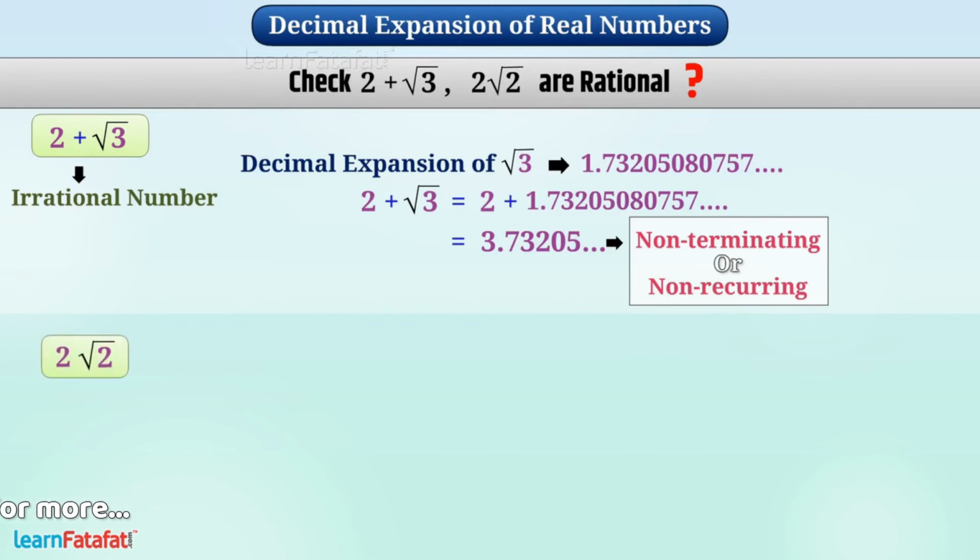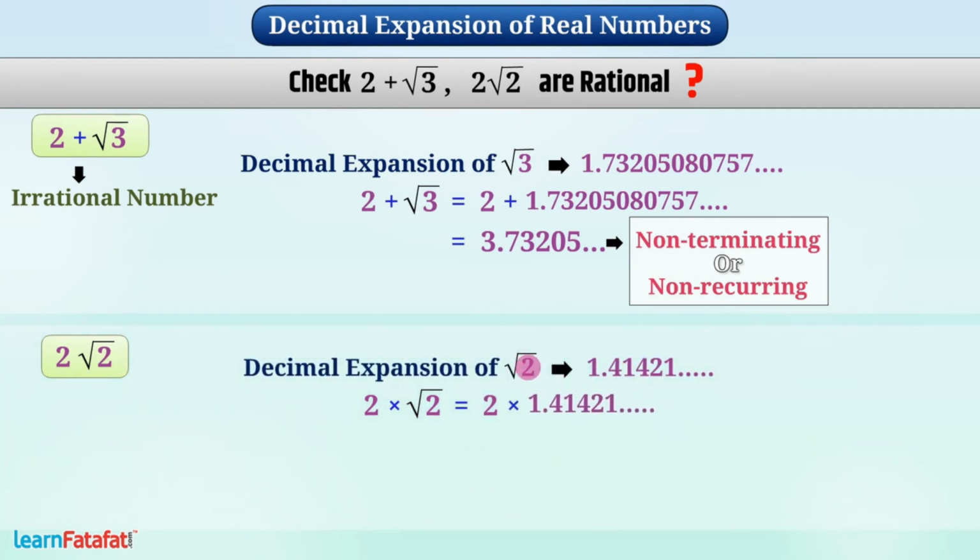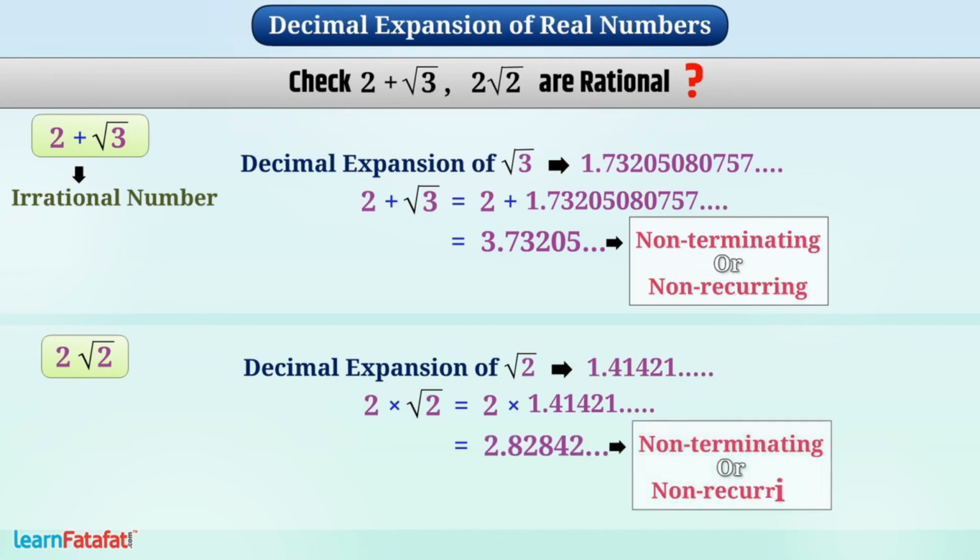Consider 2 root 2. We write it as 2 multiplied by root 2, which is equal to 2 multiplied by the decimal expansion of root 2. The result of multiplication is 2.82842 and so on. This number is also a non-terminating, non-recurring decimal number. So, 2 root 2 is an irrational number.